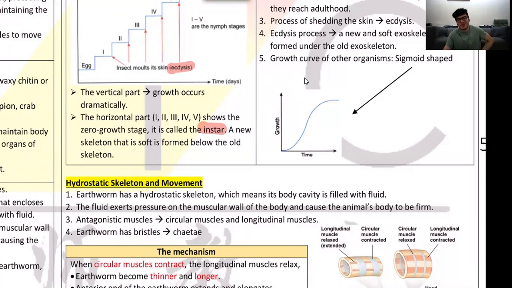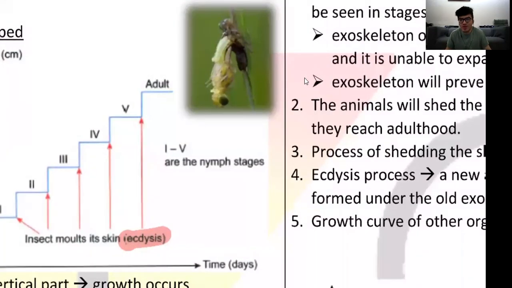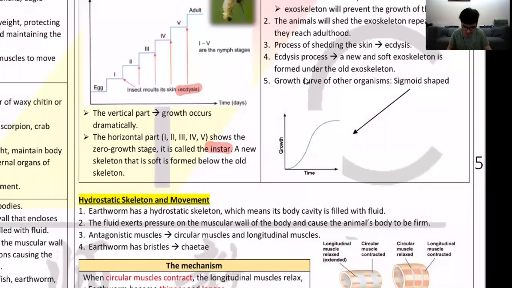It's disgusting for me. I'm not a very big fan of insects, so I just find this ecdysis process a little bit disgusting. That's basically how it looks like. Ew, disgusting. So anyway, this is the growth curve.